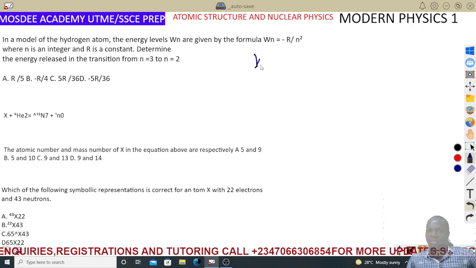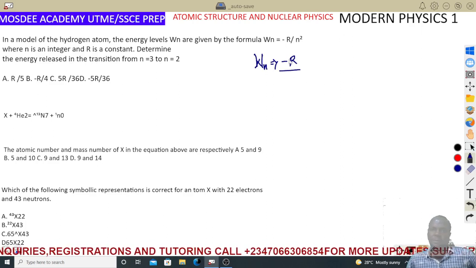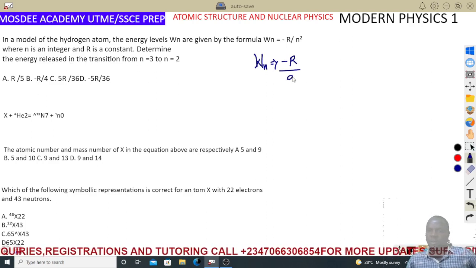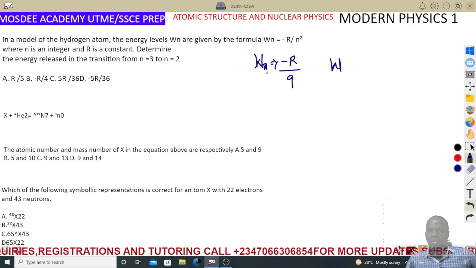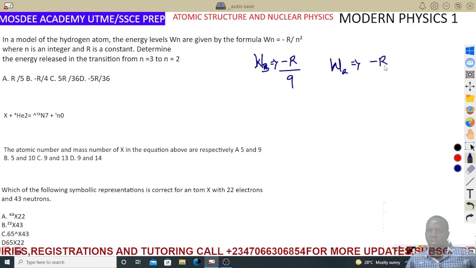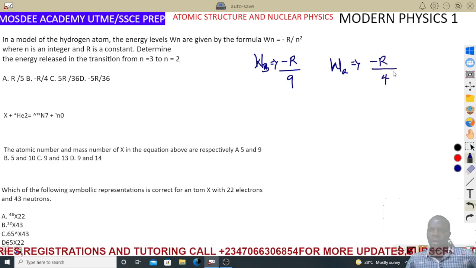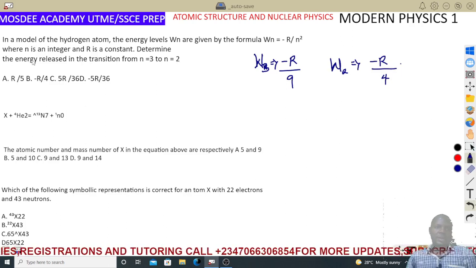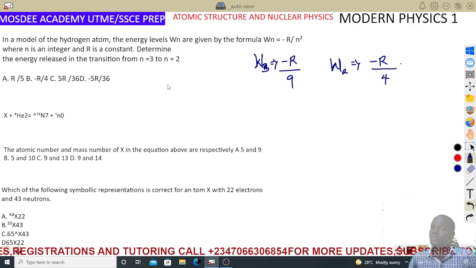Let's do simple maths. Wn will be equal to negative R over n squared. With n as 3, that's 3 squared, that is 9. Then this is W3. Now W2 will be equal to negative R over 2 squared, which is 4. What do I know? I was asked to find the energy released. So if I'm looking for energy released, you and I know I'm going to subtract the values.